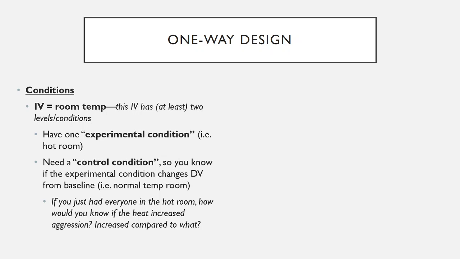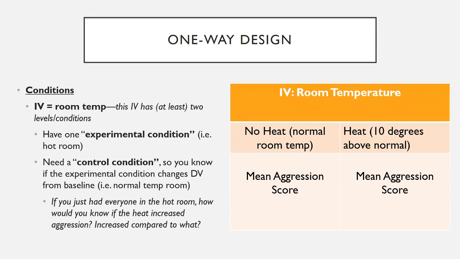measured their levels of aggression, how can I say that heat causes aggression? Compared to what? Maybe heat had nothing to do with it, but people are just naturally very aggressive. You need to have a control condition so that you can actually have a baseline to compare your experimental condition to. Otherwise, you really have no justification in saying that your IV causes changes to your DV. So once you've got your conditions for your IV, you would want to take measurements for your DV.